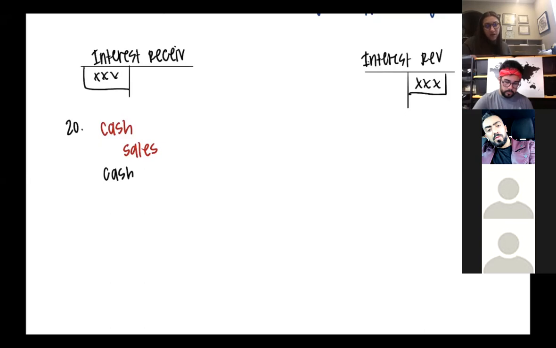So they receive cash from a bank and report it as a cash sale instead of a loan that they have to repay. So now what do we do about the loan? How do we record that? Would it be loan payable? Mm-hmm.